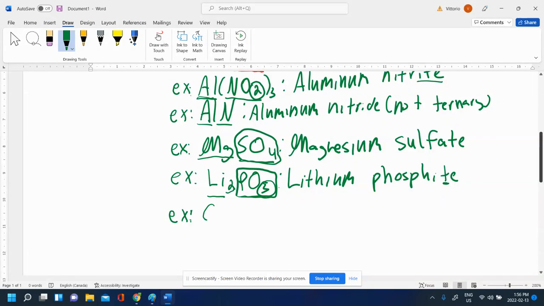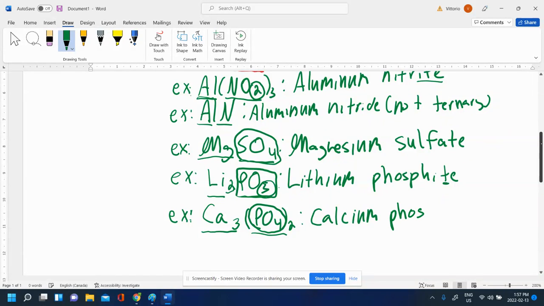We'll do one more. So here we have Ca3(PO4)2. So you'll notice we have a ternary ionic compound because we have a metal and a polyatomic ion. So our metal is calcium. Polyatomic ion, look at what's inside the bracket here, PO4. Not PO2, but PO4. And if you look in your chart, your reference table, that's phosphate.